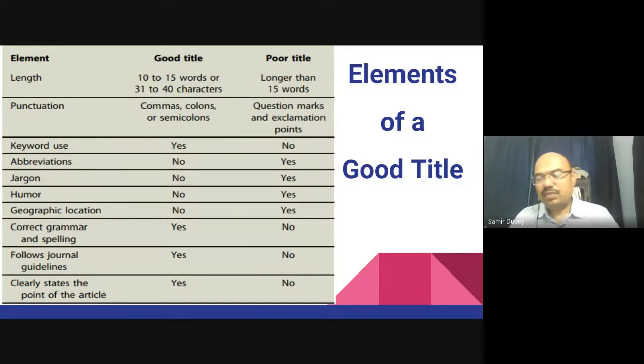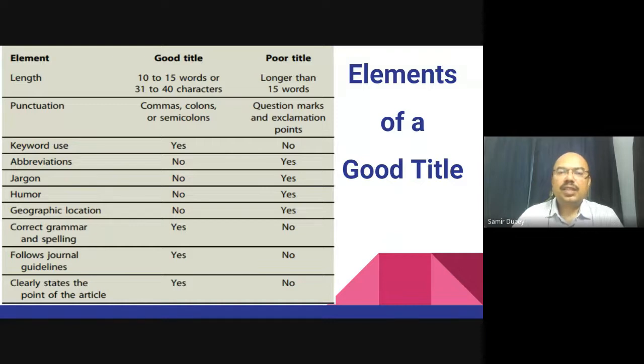The titles of peer-reviewed journals, UGC CARE listed journals, ABDC journals and Scopus indexed journals were compared, and this information was gathered. The length of a good title should be between 10 to 15 words or 31 to 40 characters. If some word is very large, you can have more than 40 characters as well. But poor titles are those where you express everything in the title, or the title is very long. That cannot be a good title.